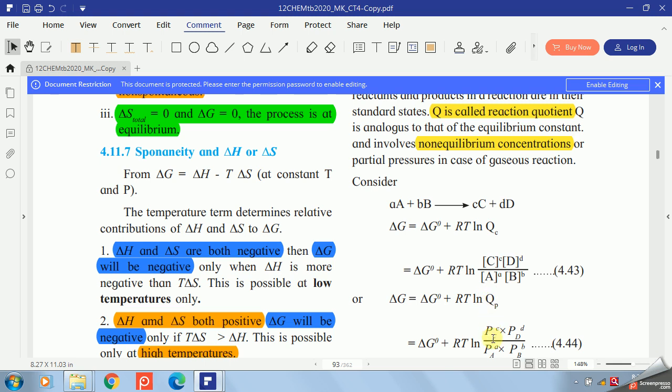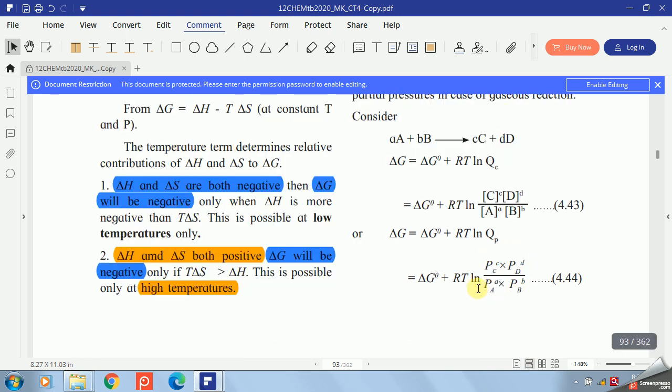Or if we write partial pressures, then QP is the partial pressure of C raised to c into partial pressure of D raised to d, divided by partial pressure of A raised to a into partial pressure of B raised to b. These partial pressures of A, B, C, D are not equilibrium partial pressures. If they are equilibrium partial pressures, then QP is equal to KP. If these are equilibrium concentrations, QC is equal to KC.